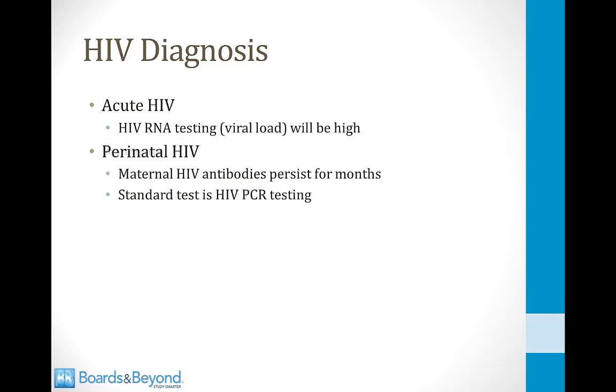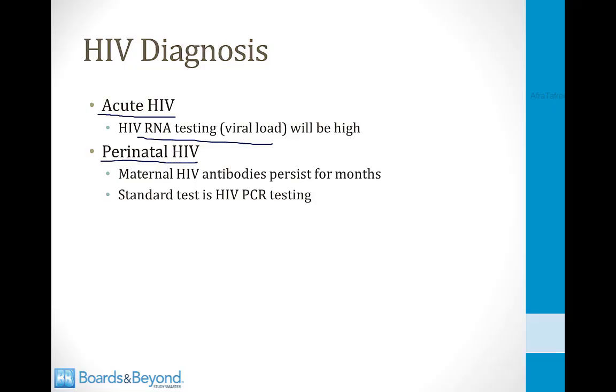performed. Two special situations in HIV diagnosis. If you suspect a patient has acute HIV, if they have that mononucleosis-like febrile illness, often the P24 and antibodies aren't elevated yet, so you can test for a viral load directly to see if there's evidence of infection in the patient. Second special situation is perinatal HIV.